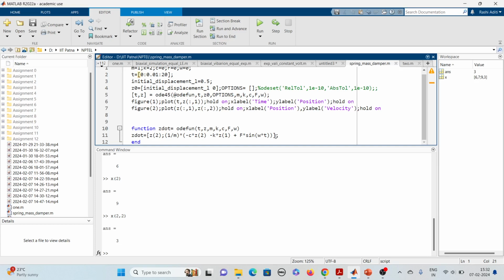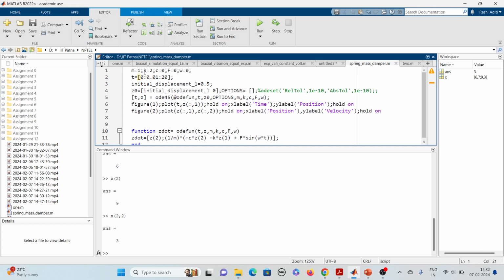Okay, now what am I doing? I first defined the function here at the end of the code, and then I'll go to the first line of the code, where I've defined the values. Here is the time: I want to compute the integral of the function for the time 0 to 20 at an interval of 0.01. Then I am defining the initial displacement as 0.5. Since I have explained earlier, it's an initial value problem.